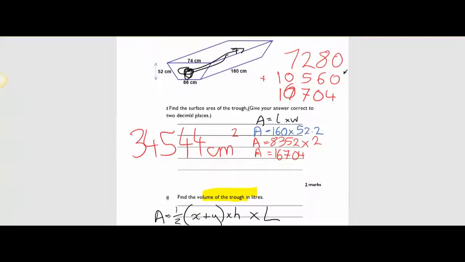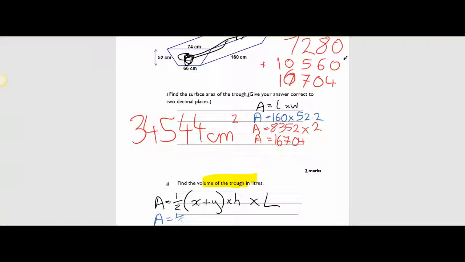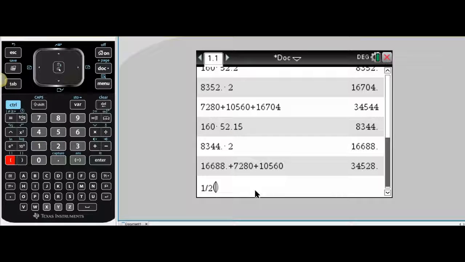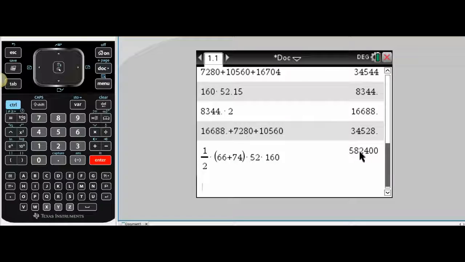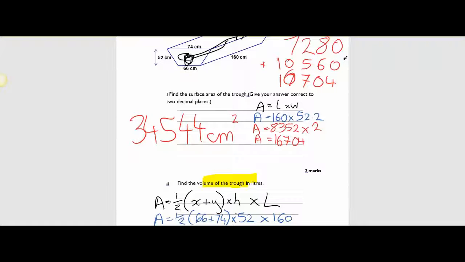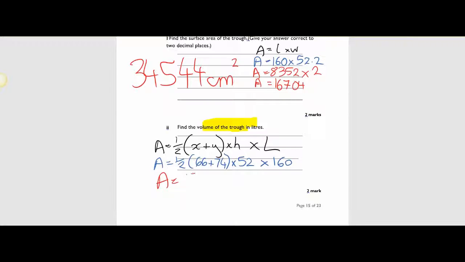So if we go back up, we can see that the area is going to be a half 66 plus 74 times the height, which is 52. And if we times that by 160, we're going to get our answer. So from here, we just put that straight into our calculators. So we'll go a half 66 plus 74 times that by 52 and times that by 160. Hit enter, we get 582,400. So our answer is 582,400. So all of this should say volume, and that would be in centimeters cubed.